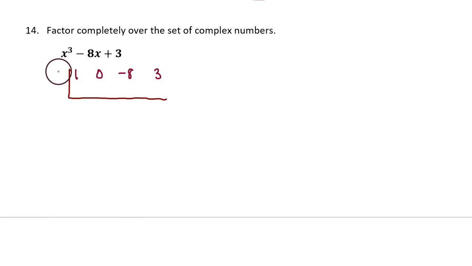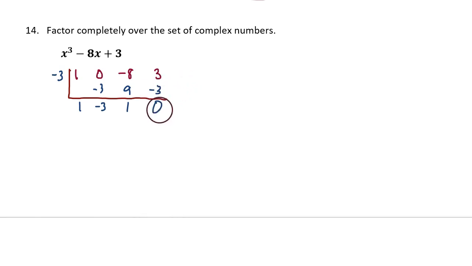I'm going to try 3. 1, 3, 3, 9, 1, 3, 6. Nope, still didn't get 0 at the end. So 3 is not a root of the original equation. Therefore, x minus 3 is not a factor. Let's try -3. 1, -3, -3, 9, 1, -3, 0.